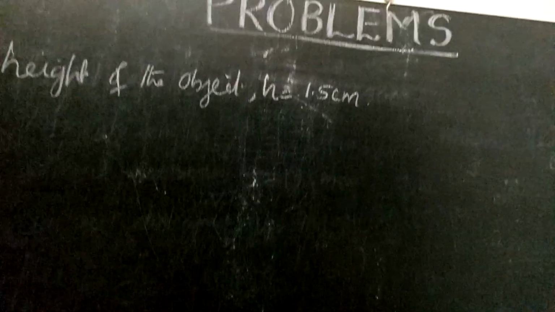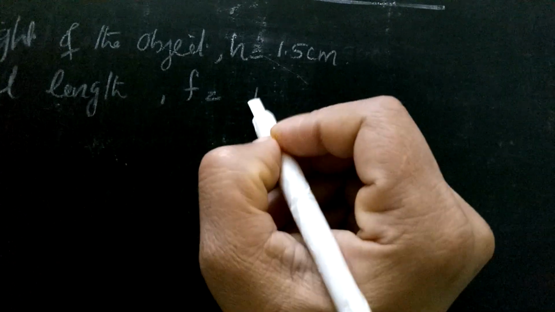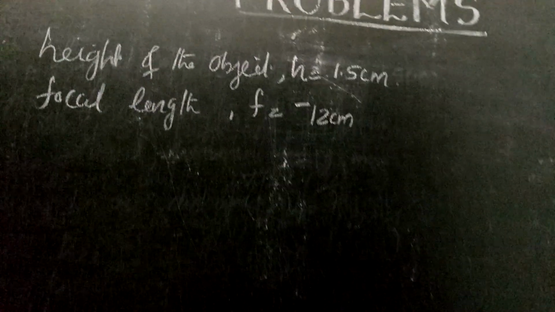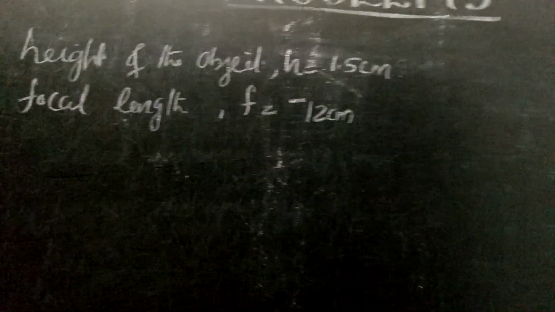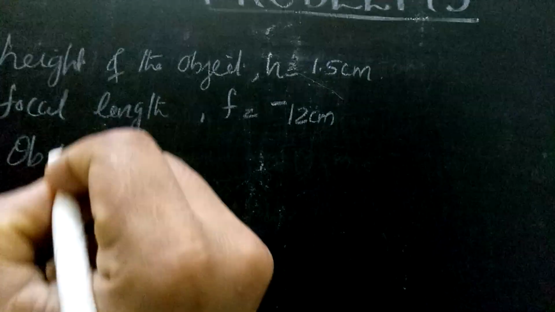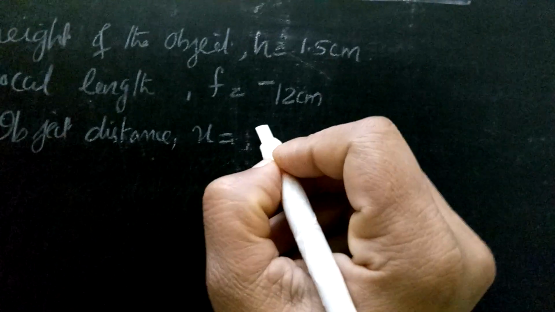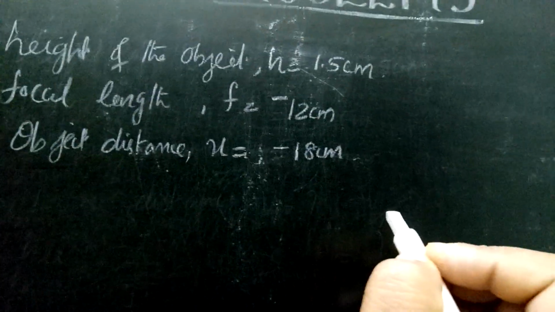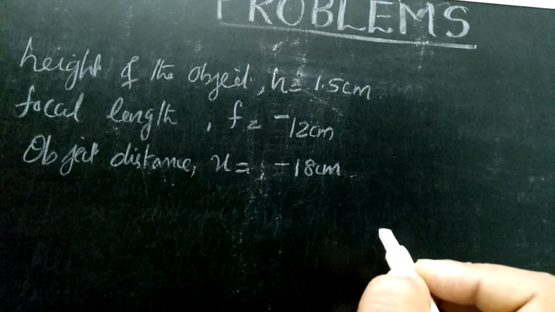Now focal length of the mirror, that is 12. Here focal length f is equal to 12 centimeter, and this is a concave mirror, so negative. So focal length f is equal to negative 12 centimeter. Now distance of flame from the mirror, that is object distance u, is equal to negative 18 centimeter. Object distance always should be negative. Now if the flame is perpendicular to the principal axis of the mirror, then calculate the following.